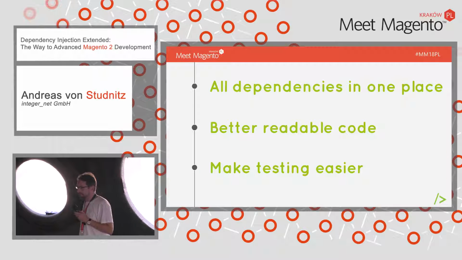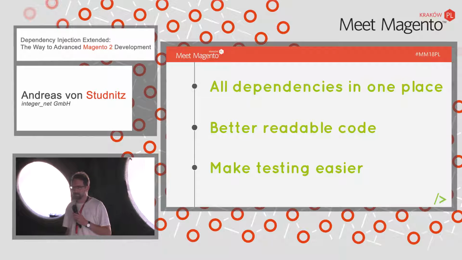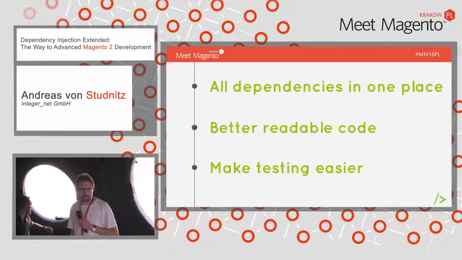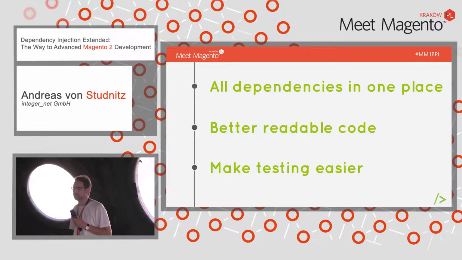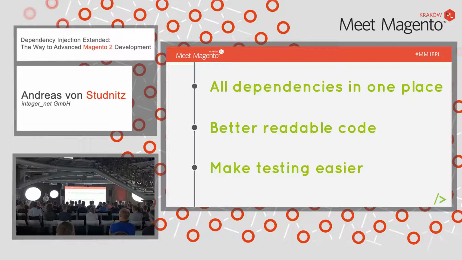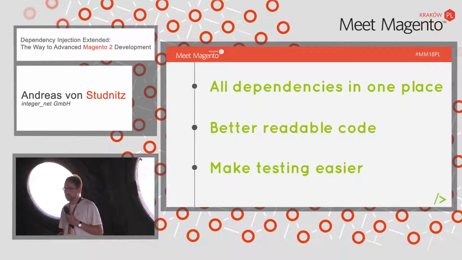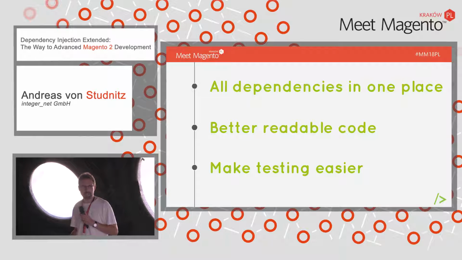Then it eventually leads to better readable code. If you do dependency injection the right way, you will have better code. And if you get used to dependency injection code, you will be able to read it faster and better. And last but not least, it's about testing. It makes testing a lot easier because you see the dependencies directly, you have smaller methods and smaller classes, and it makes unit testing a lot easier. That's one of the main reasons why Magento 2 has introduced dependency injection, because it is fully unit test covered.